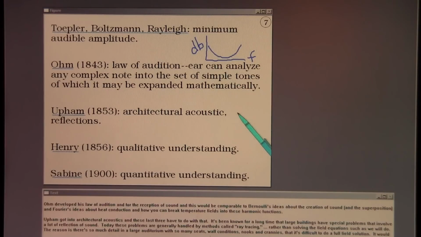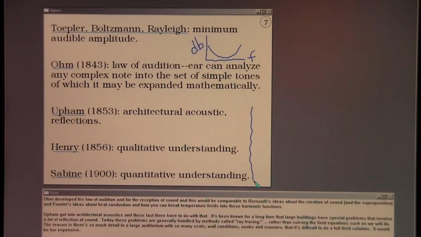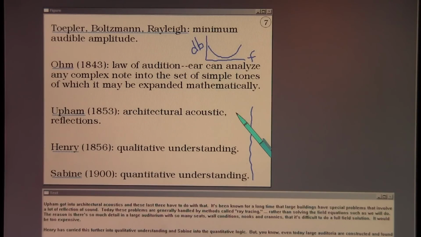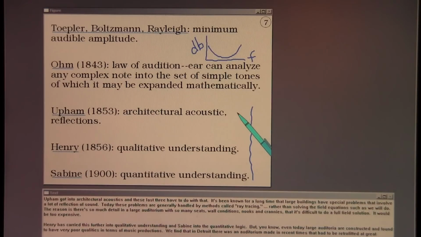Upham got into architectural acoustics, and these last three have to do with that. It's been known for a long time that large buildings have special problems. It involves a lot of reflection of sound. Today, these problems are generally handled by methods called ray tracing, rather than solving the field equation as we will do. The reason is there's so much detail in a large auditorium with so many seats and wall conditions and nooks and crannies that it's difficult to do a full field solution. It would be too expensive.